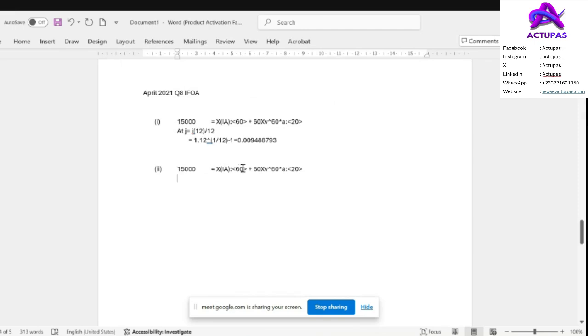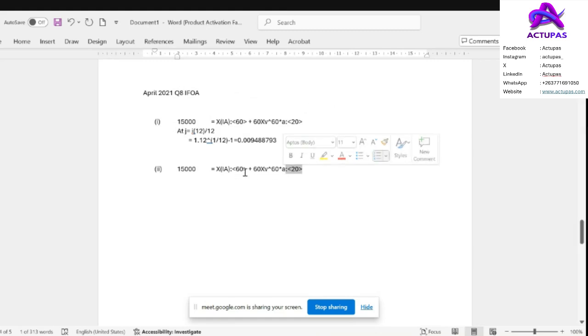So the first part is you want to find this, because our interest rate is 0.009488793. We can't find this from the tables. So we have to determine these values.